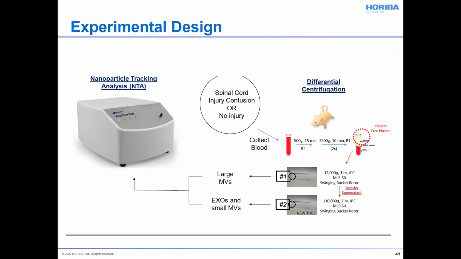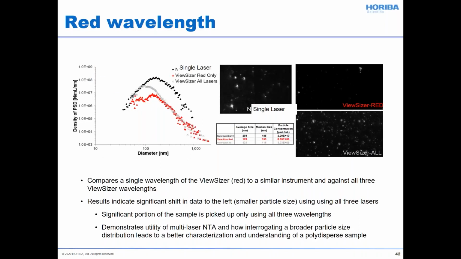Experimental design is you start with, I think it was mice, you do a spinal cord injury or no injury, you collect blood, you obtain the plasma without platelets, and then you can separate further to large microvesicles or small microvesicles and extracellular vesicles. And you can analyze the size, distribution, and concentration of each by nanoparticle tracking analysis. So this was some work that they did comparing a single wavelength system versus a single wavelength of the ViewSizer and against all three wavelengths.